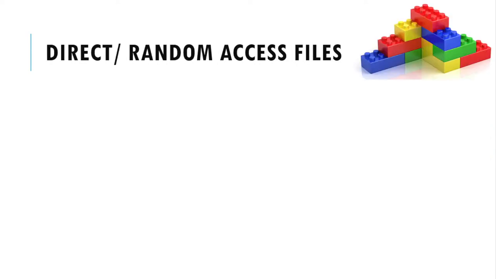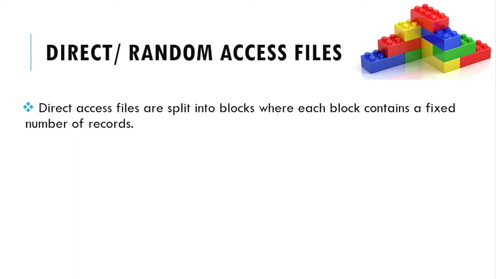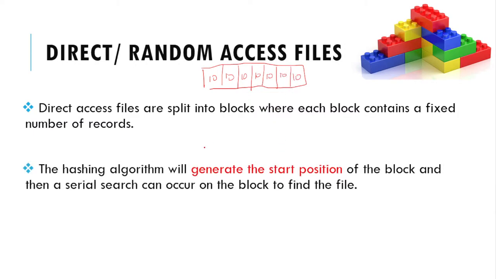So direct and random access files are slightly different. A direct access file is split up into blocks, and each block contains a fixed number of records. So you could have 10 records in there, 10 in there, and so on. The hashing algorithm will generate the start position of the block.